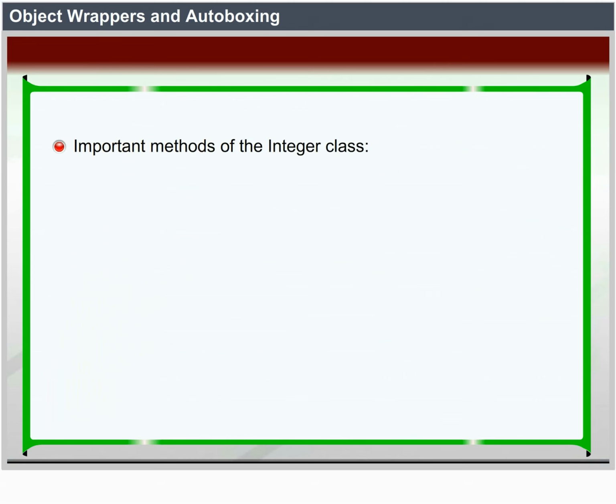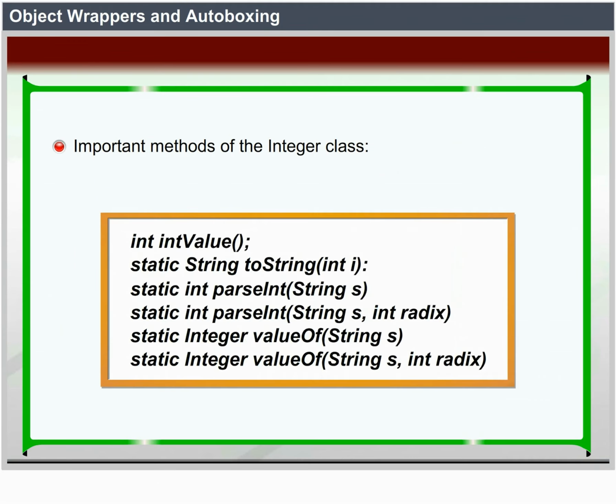Important methods of the Integer class. int intValue(). static String toString(int i). static int parseInt(String s). static int parseInt(String s, int radix). static Integer valueOf(String s). static Integer valueOf(String s, int radix).